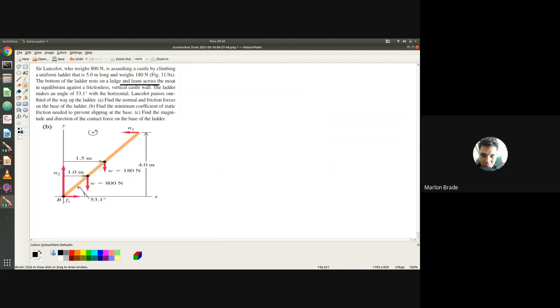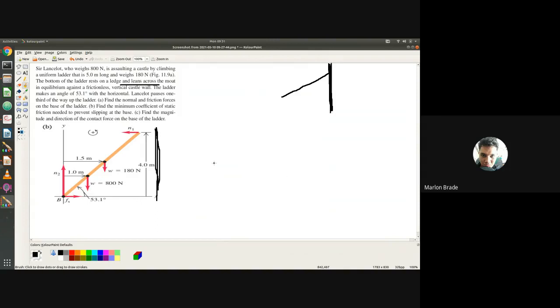So it is in equilibrium against a frictionless vertical castle wall. So this is frictionless. The castle wall, the wall that the ladder leans against, is frictionless. So this is frictionless.